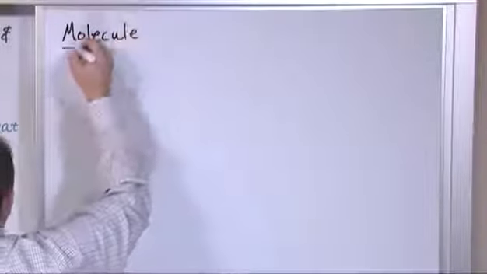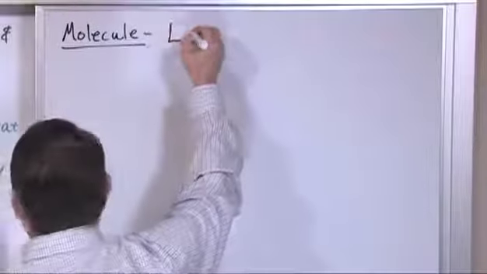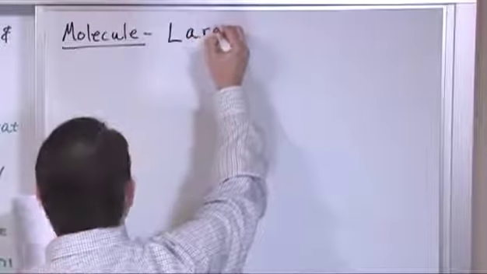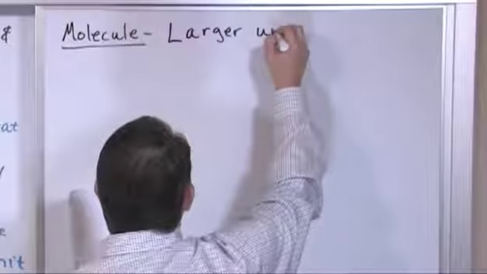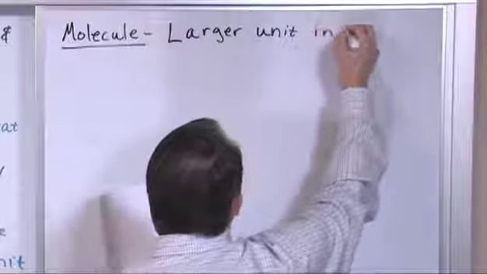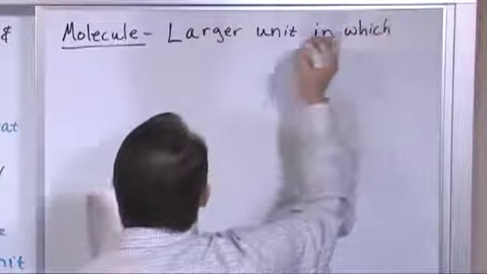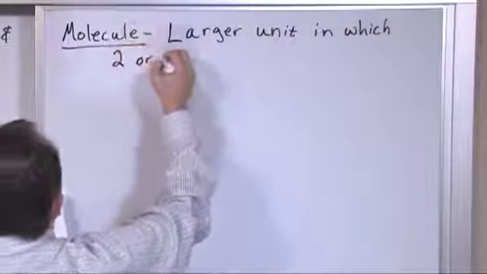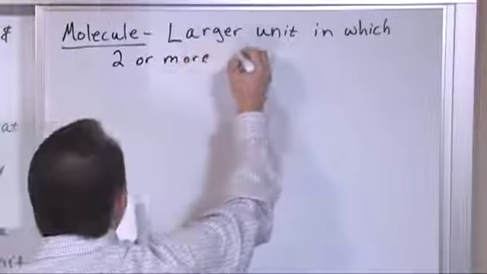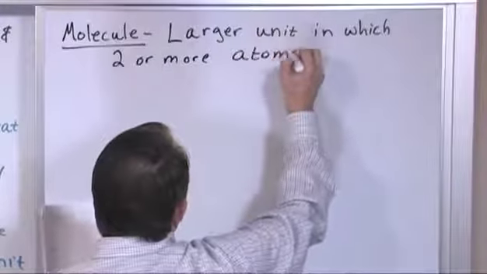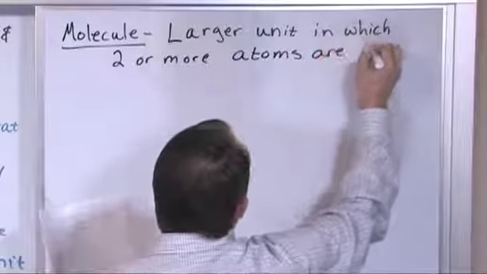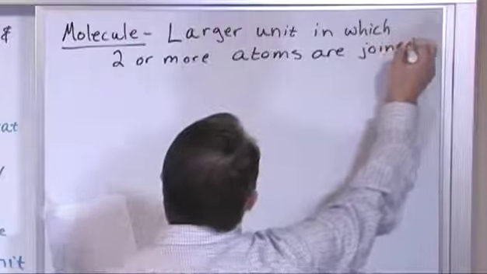Now keep in mind, we are going to revisit these things, especially the molecules, and spend a good chunk of this course talking about how molecules are formed. This is just an introductory thing. What this is: a molecule is a larger unit in which two or more atoms are joined together.